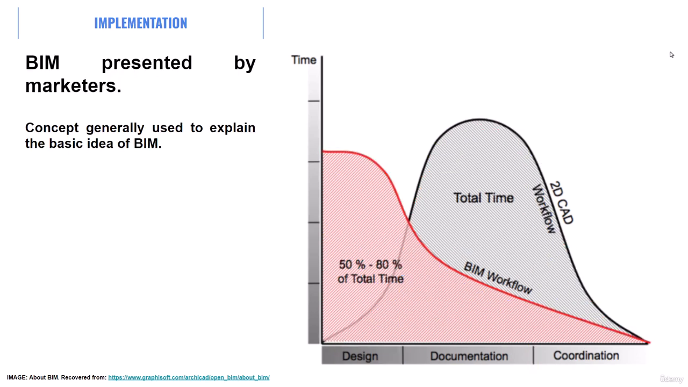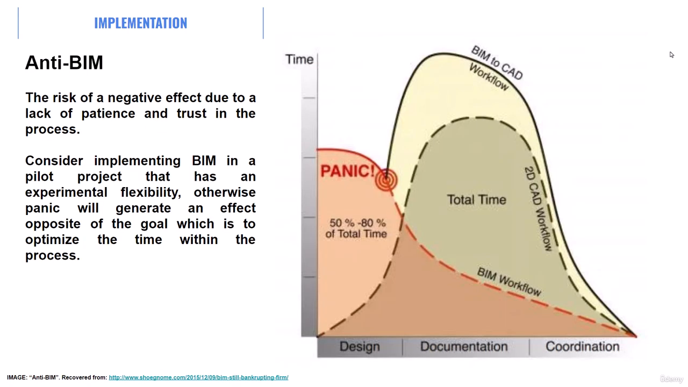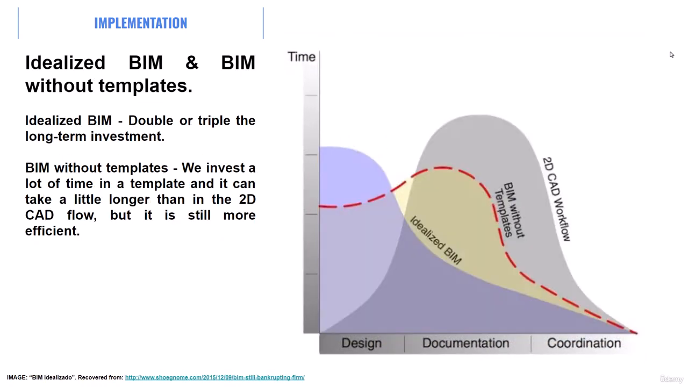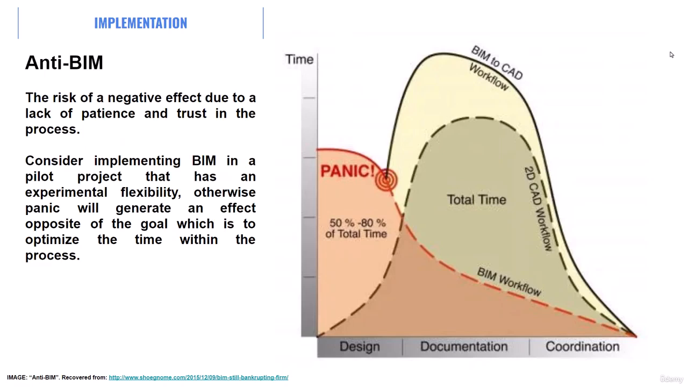Now, as I already mentioned, this is usually the graph that the marketers will present to you. They will tell you you can optimize this up to 30%, which is, let's say, a general idealized idea of BIM. But this is a little bit different because we also get these types of graphs which are included within this amazing article. Now, I really recommend you review this article.